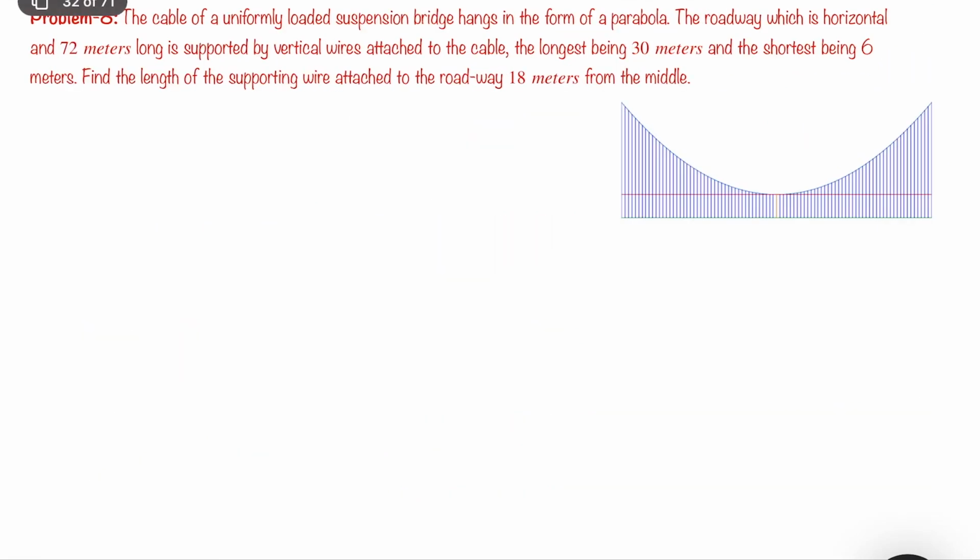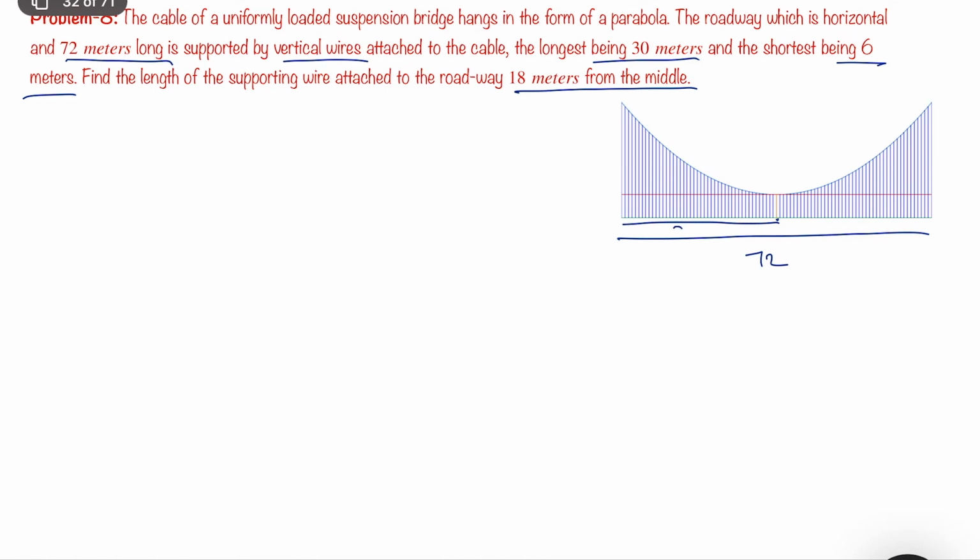Okay, next problem. The cable of a uniformly loaded suspension bridge hangs in the form of a parabola. The roadway, which is horizontal and 72 meters long, is supported by vertical wires attached to the cable, the longest being 30 meters and the shortest being 6 meters. Find the length of the supporting wire attached to the roadway 18 meters from the middle. Okay, let's say this is the middle. The total roadway is 72 meters long, so this half is going to be 36, and this half is going to be 36.